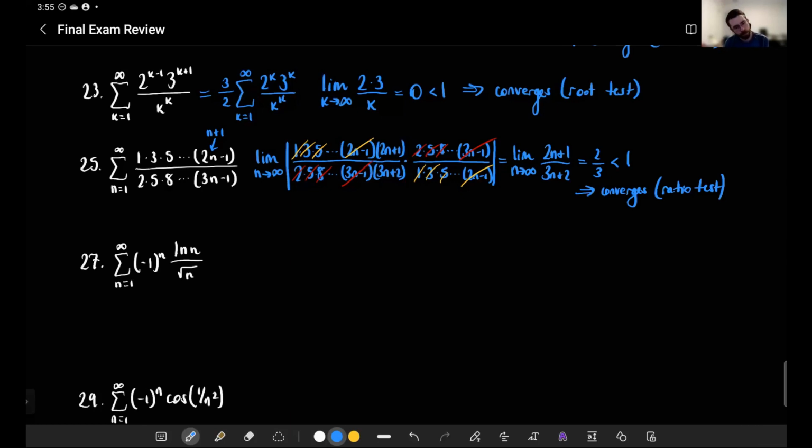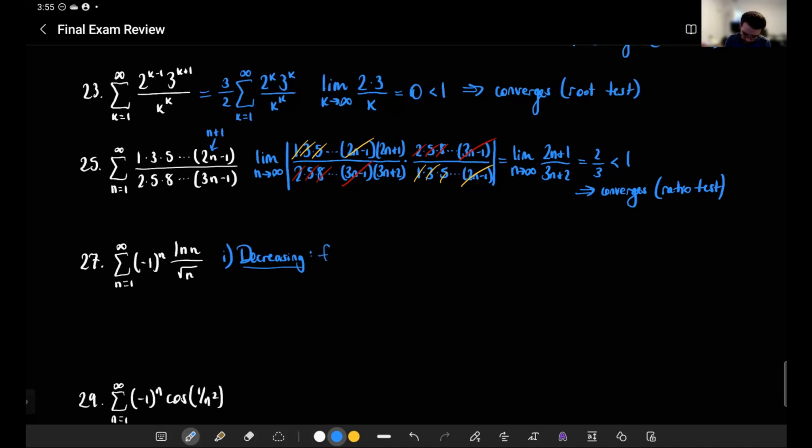The next one is also a bit weird looking. 27. Alternating series, right? ln over root n is always positive. So this is a classic form for alternating series. So I think to myself, maybe I should just do the alternating series test. And again, we have to be careful. We want to show that it's decreasing. But it's fine if it's not decreasing to begin with, as long as it's eventually decreasing.